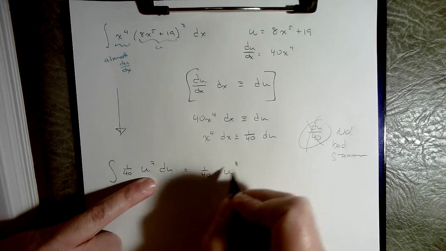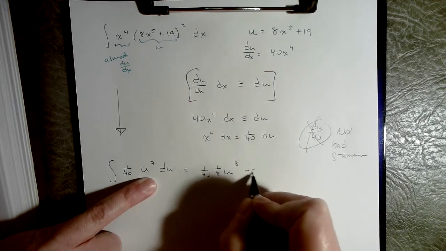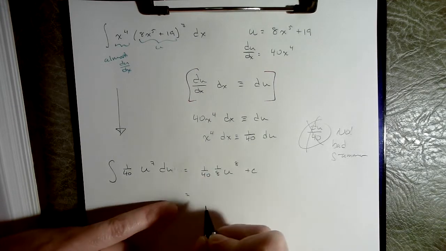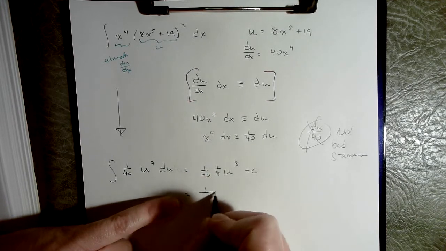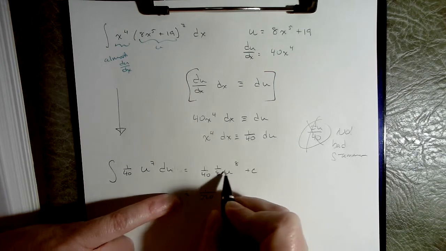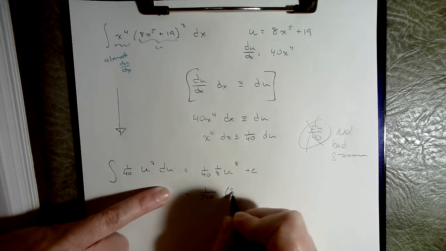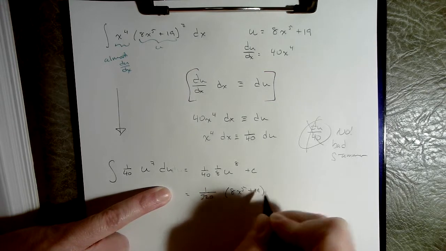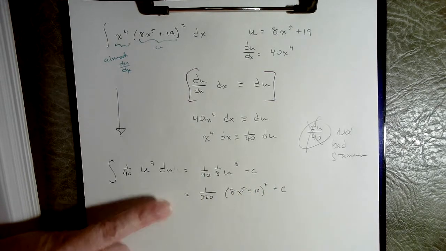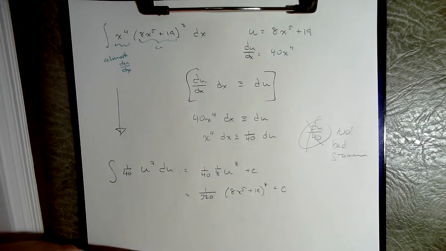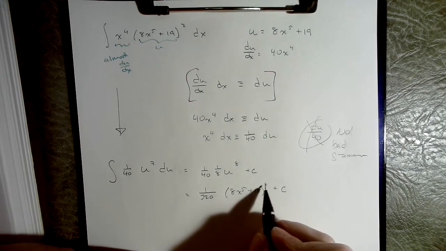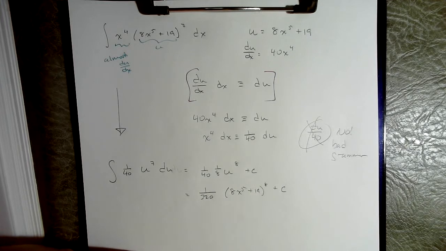Thing to the new power, divide by the new power. Arbitrary constant. What's 8 times 4? Is that 32? 320. Swap back for x. Plus c. That was wild coincidence about that 8 and that 8. That's just happy accident. My subconscious.